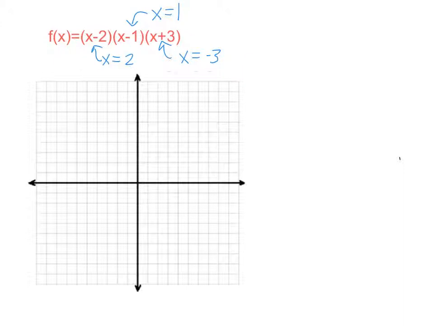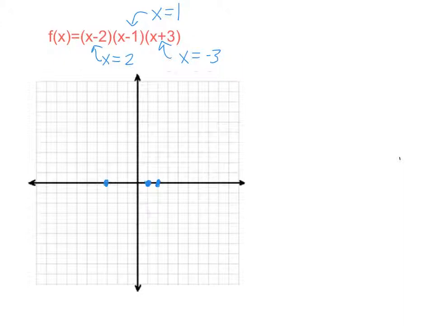We can go ahead and mark those right away on our graph. We have a dot here at x equals 1. We have a dot at x equals 2. It's hard to make dots on here. And then x is equal to negative 3 is our other x-intercept.